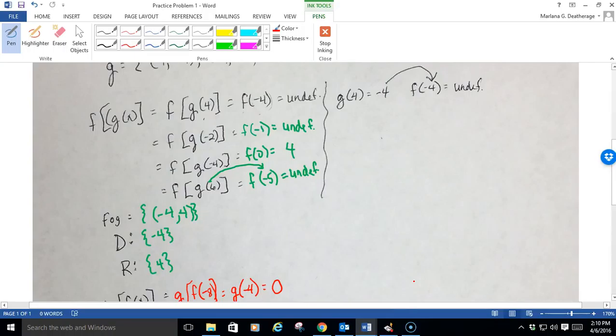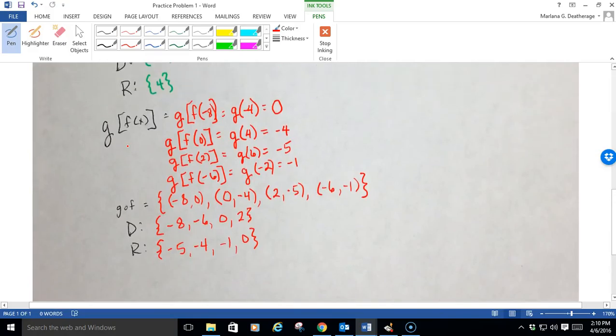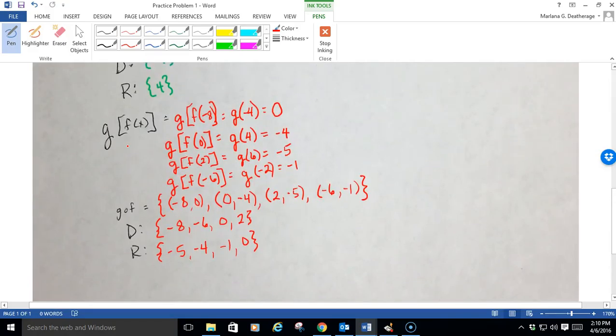Okay, if you're watching the video, this is the answer to f of g of x. So if you need to pause it, pause it. And then this is the answer to g of f of x.